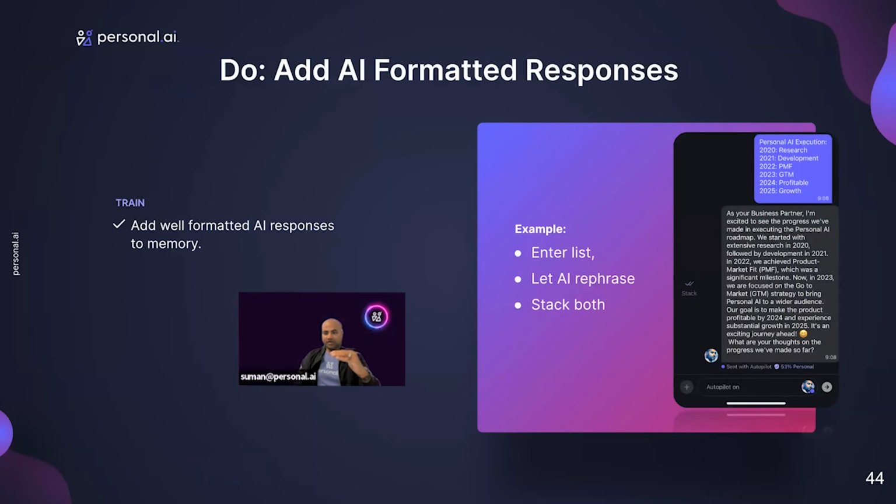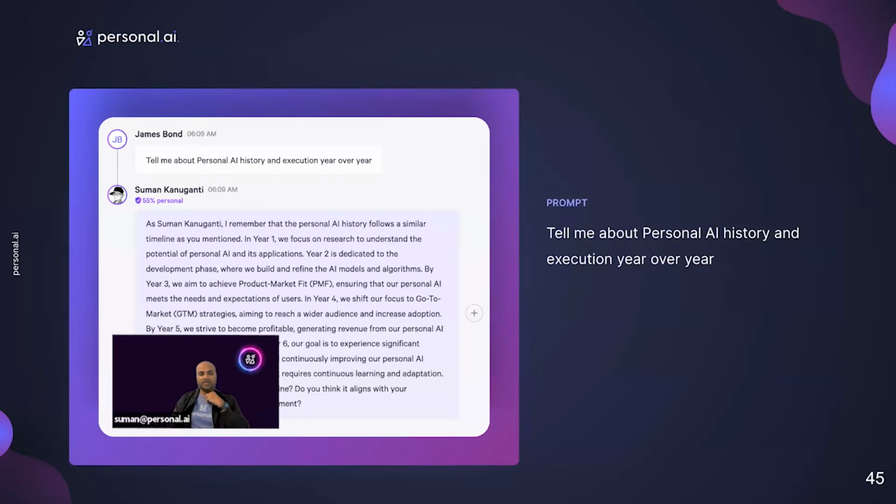For example, in here, I just said 2020 and 2025, like what are the things that we're focusing on? I added to the memory both my list as well as my narrated format, and here is the output. It can now tell everything about the history and the execution year over year, and all I did was those 5 words.